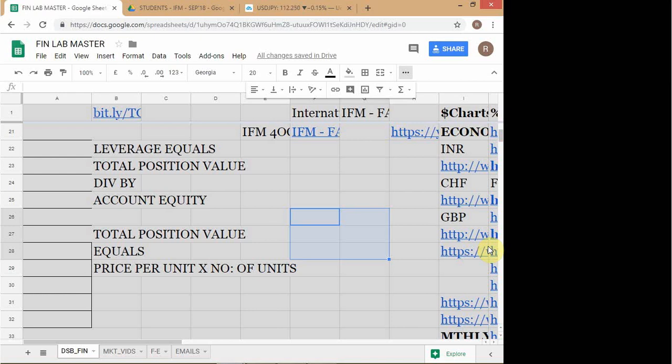And what is total position value? That is also simple: price per unit times total number of units. So if oil is trading at $80 a barrel, and you have bought 1,000 barrels of oil, then your position value is how much? $80,000, because it is price per unit times number of units. Oil is traded in barrels, not in grams or quintals.